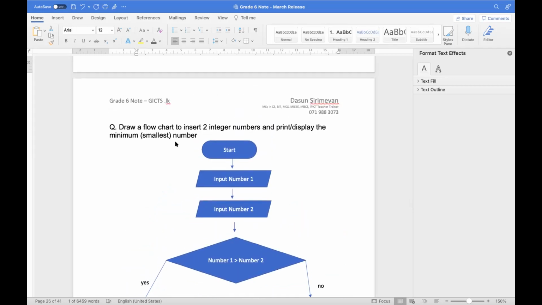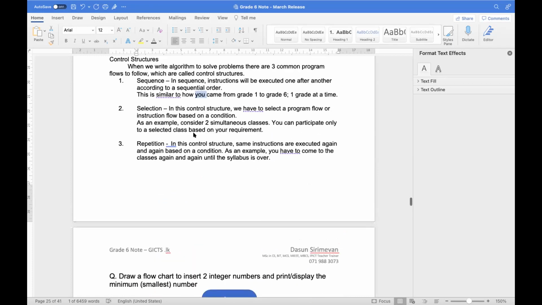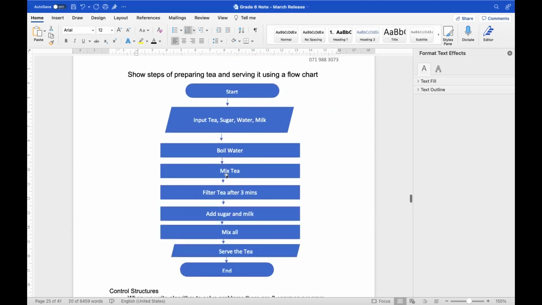I didn't show you the question. Actually, I asked whether you understood the question. So it is displaying the smallest number. This is selection. Sequence you understand. In sequence you don't have such selection.